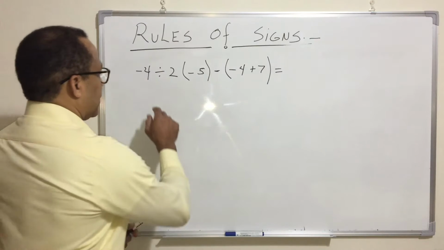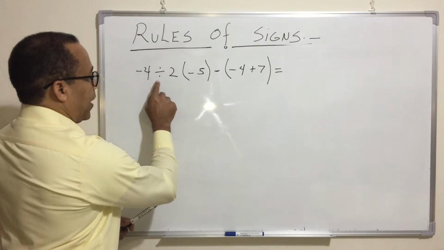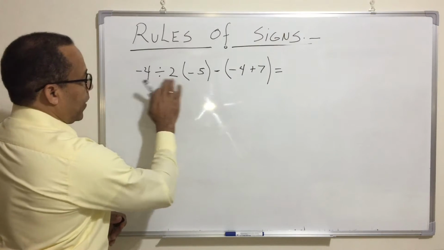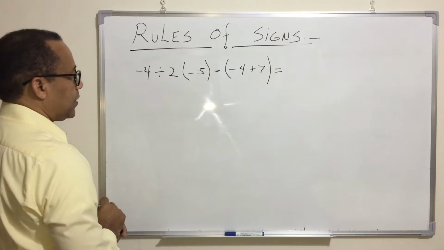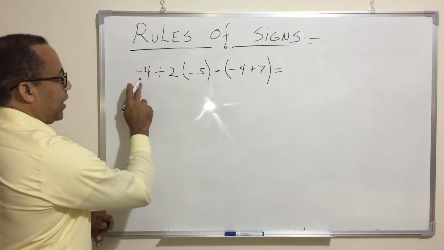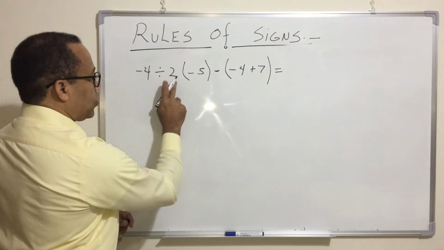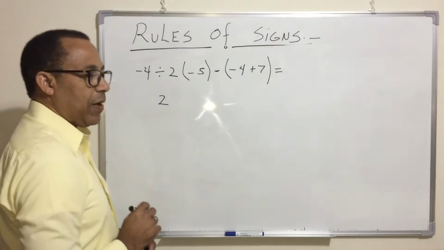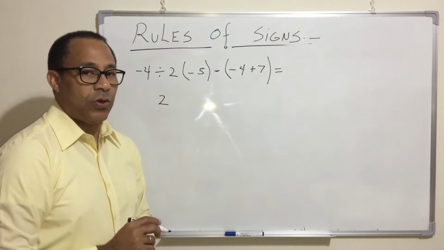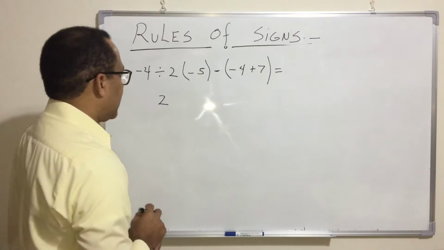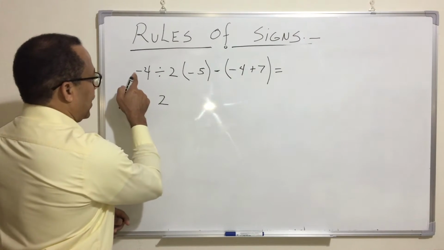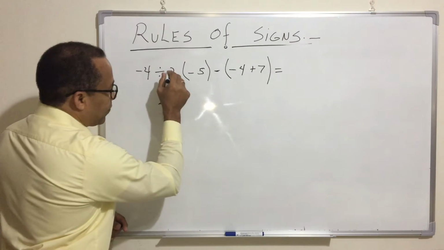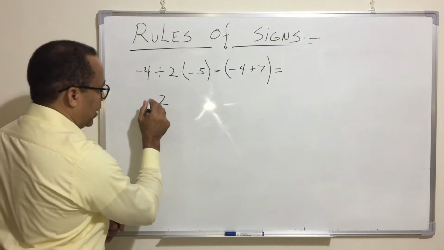Here it says negative 4 divided by 2. I'm going to divide the numbers first, which is negative 4 divided by 2. 4 divided by 2 is 2. And now I need to get the result for the sign. The sign is negative divided by positive equals to negative.